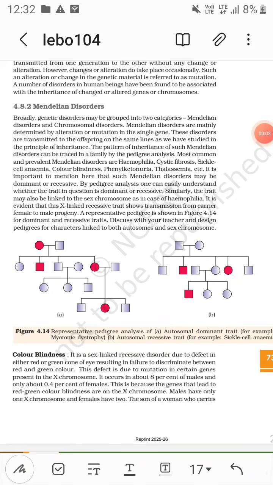Broadly, genetic disorders may be grouped into two categories, that is Mendelian disorders and chromosomal disorders. Now, Mendelian disorders are mainly determined by alteration or mutation in a single gene, for example sickle cell anemia.